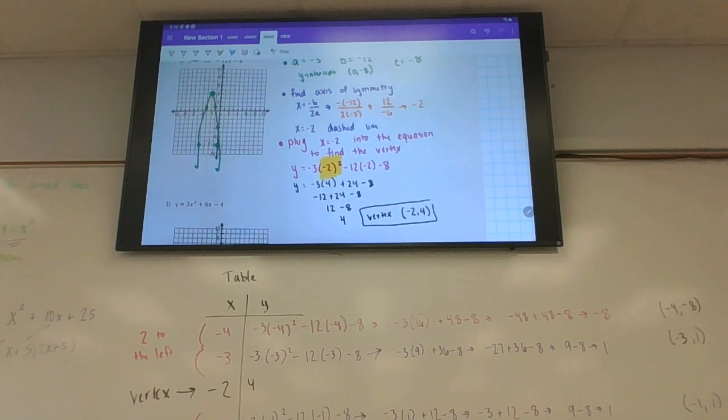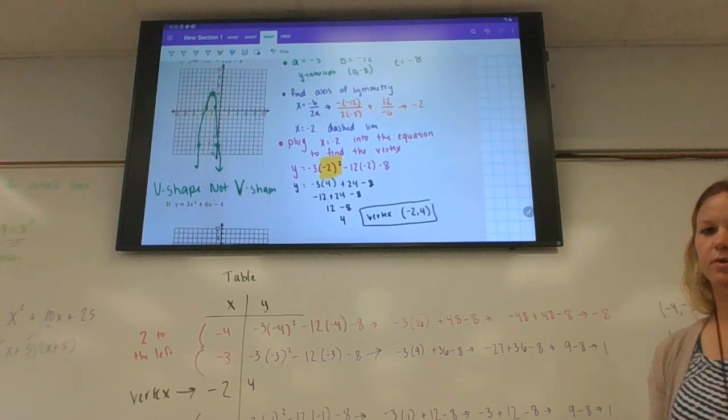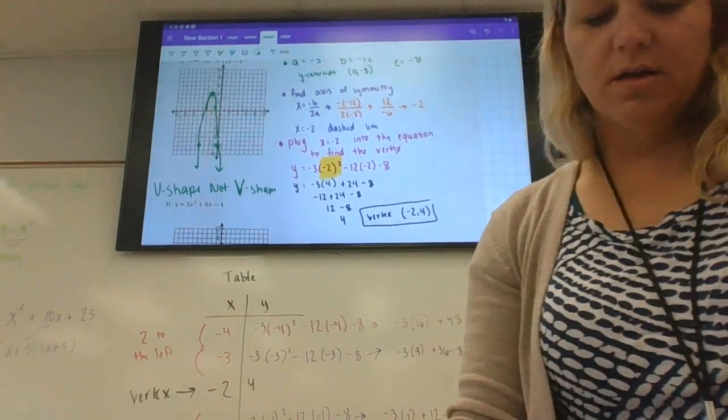So to the best of your ability, you want to try to make this look like a U, not a V. Okay? These are U shapes, not V shapes. The skinnier they are, the more difficult it is.